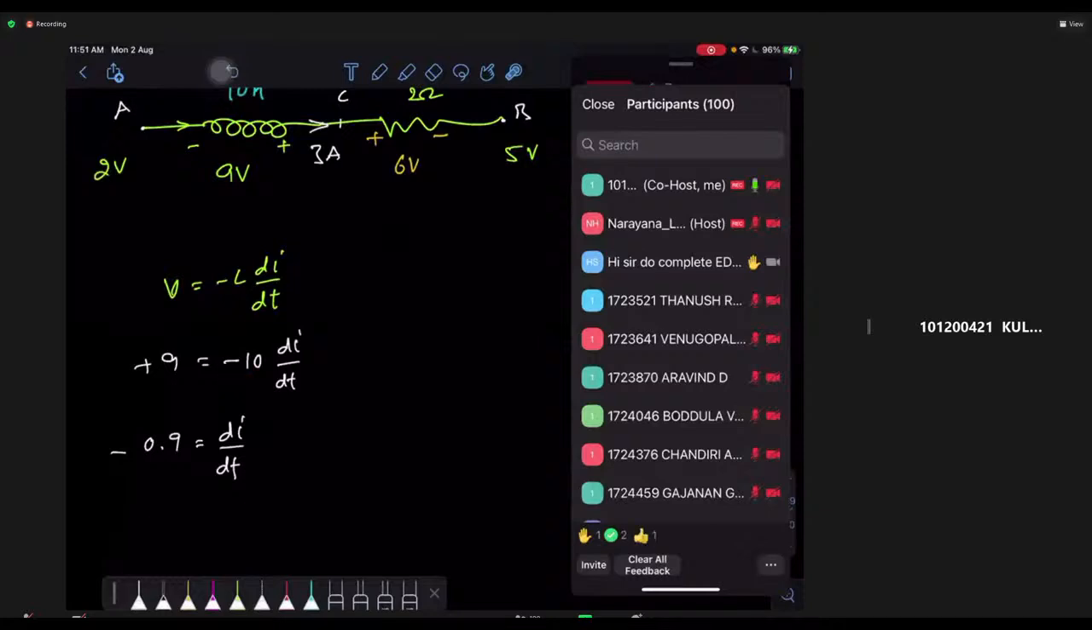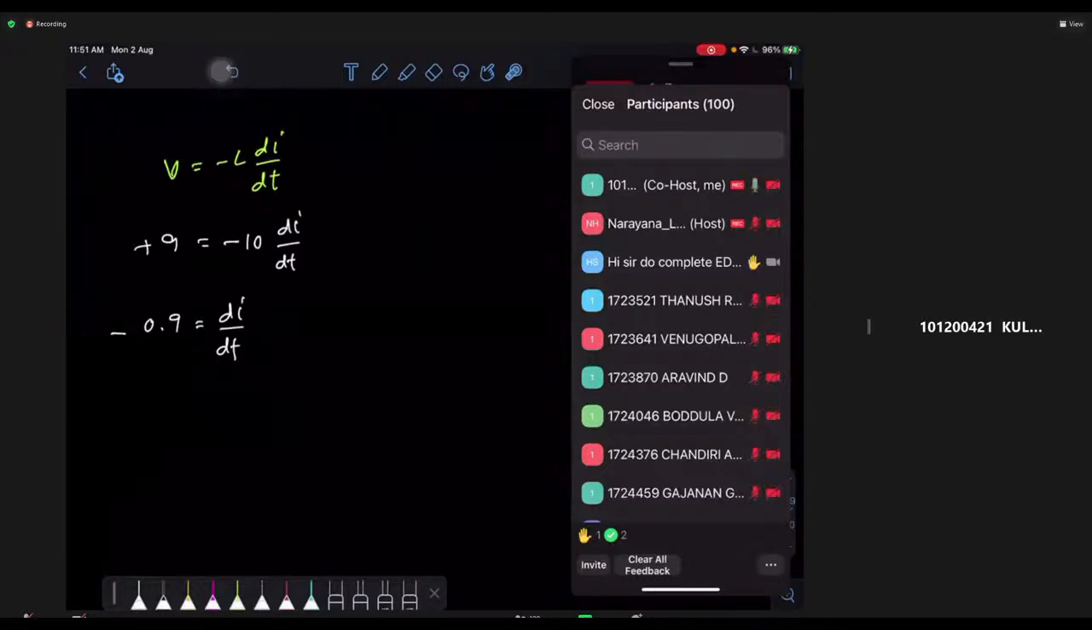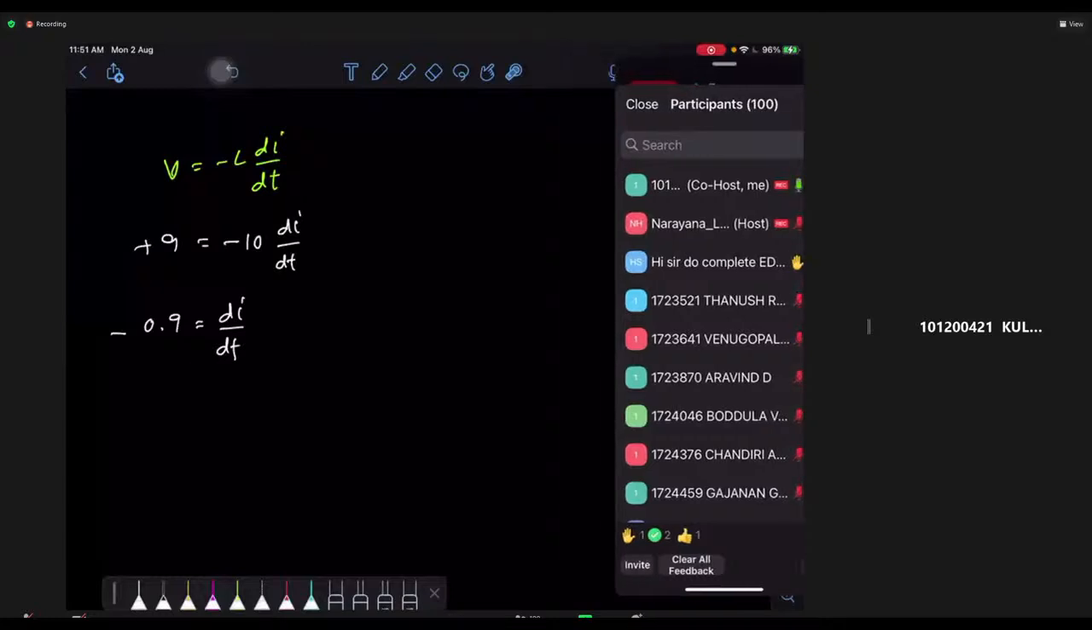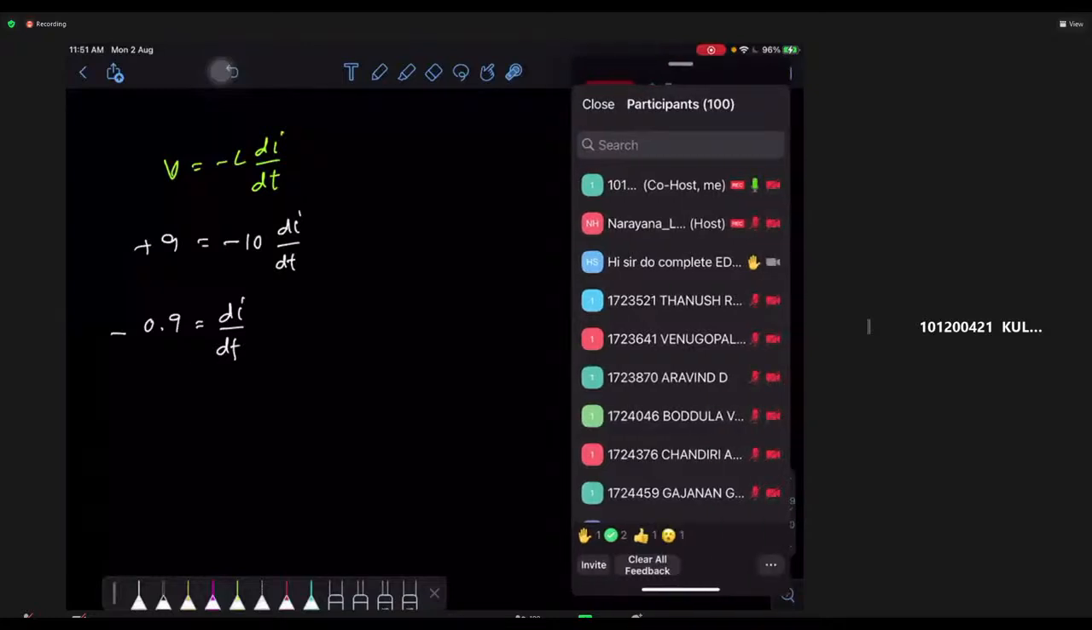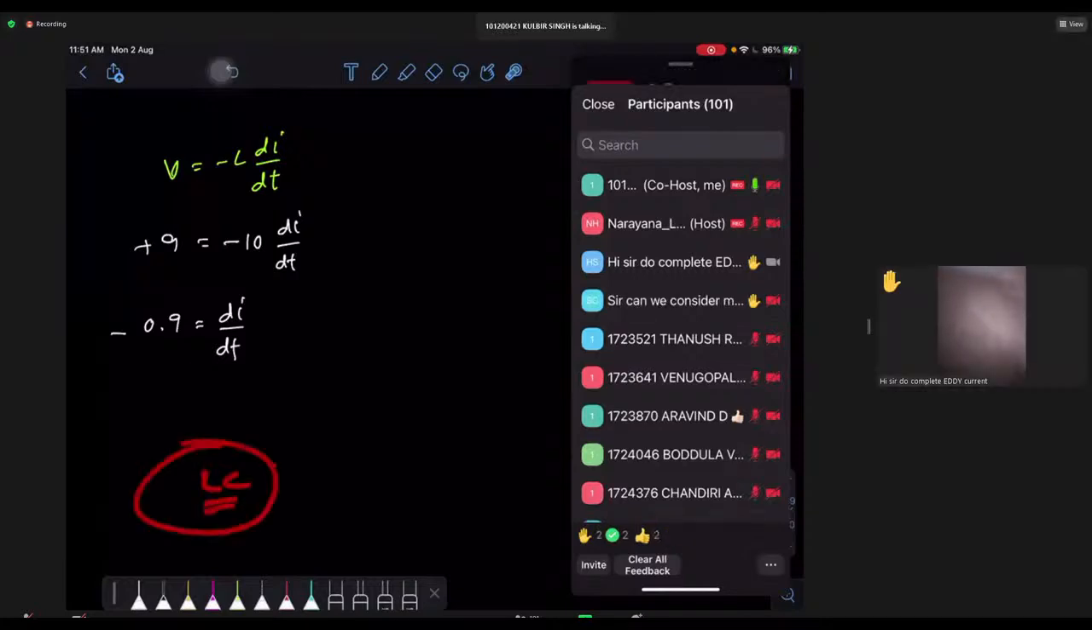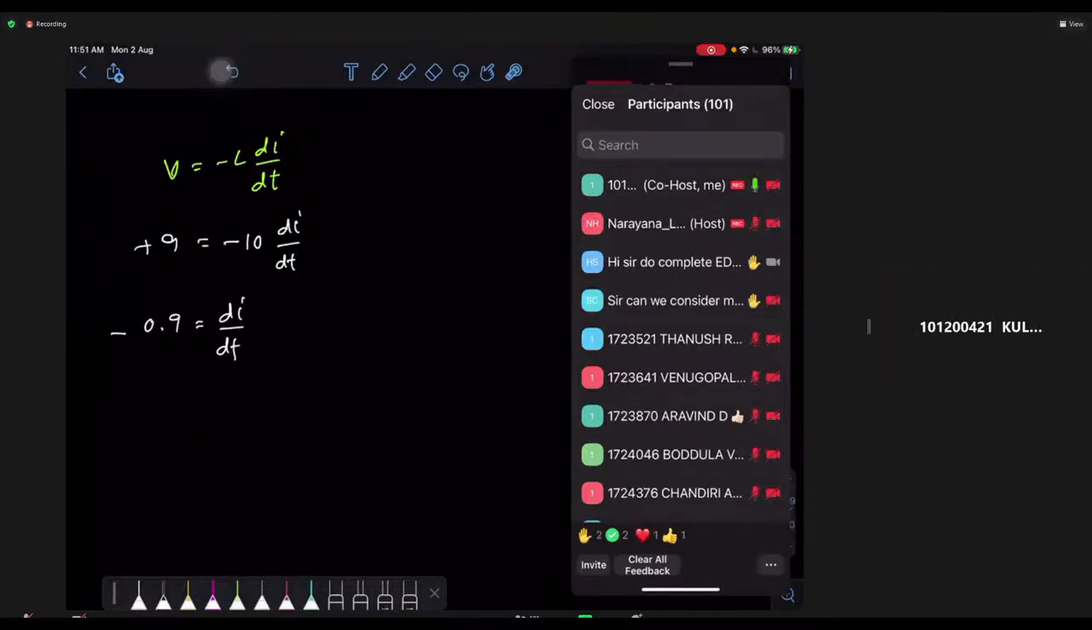Inductor is given as 10. So I'm getting di by dt as negative 0.9. So current is decreasing. Okay? Current here is decreasing. So I hope you understand the sign of this inductor. If you understand the sign of the inductors, we can start our circuit. There are two major types of circuit we have with inductors. One is an LR circuit and one is an LC circuit. Again, two important circuits are there.